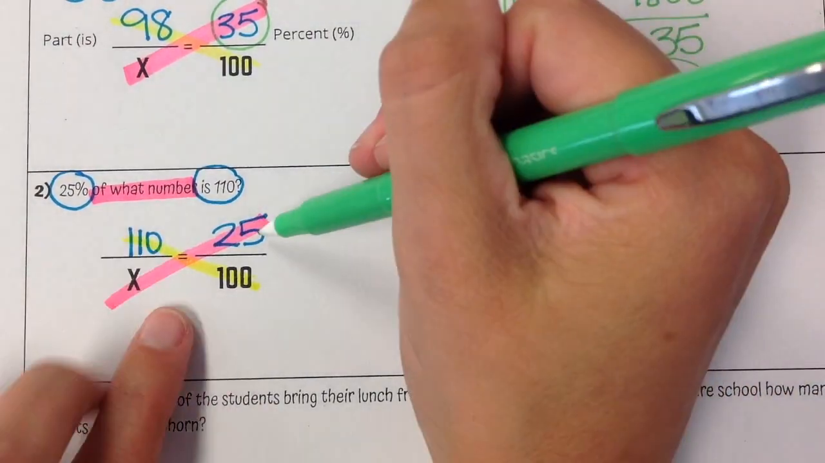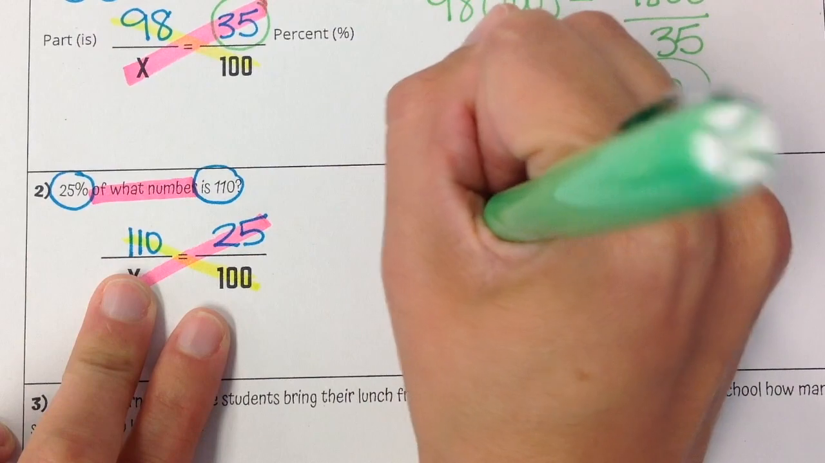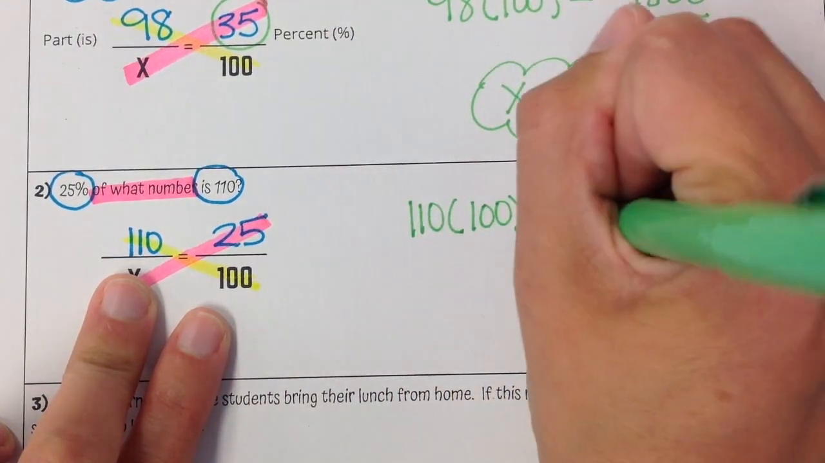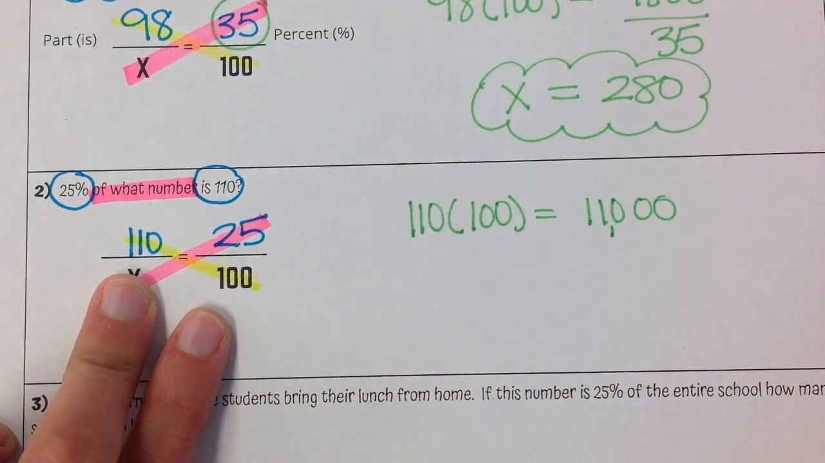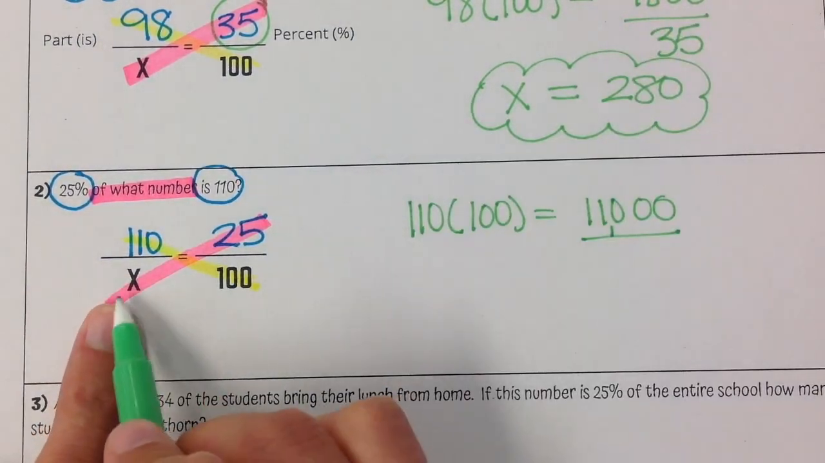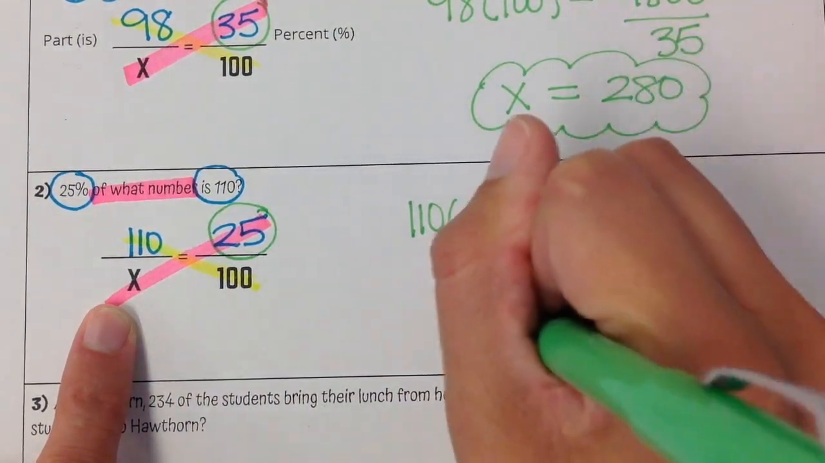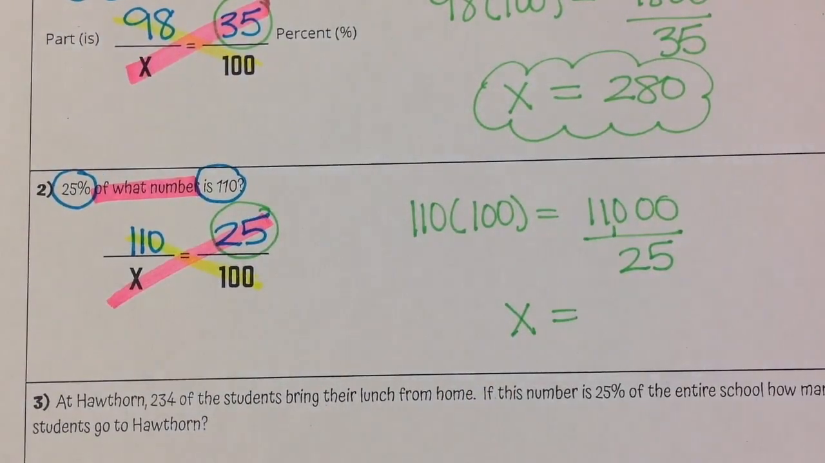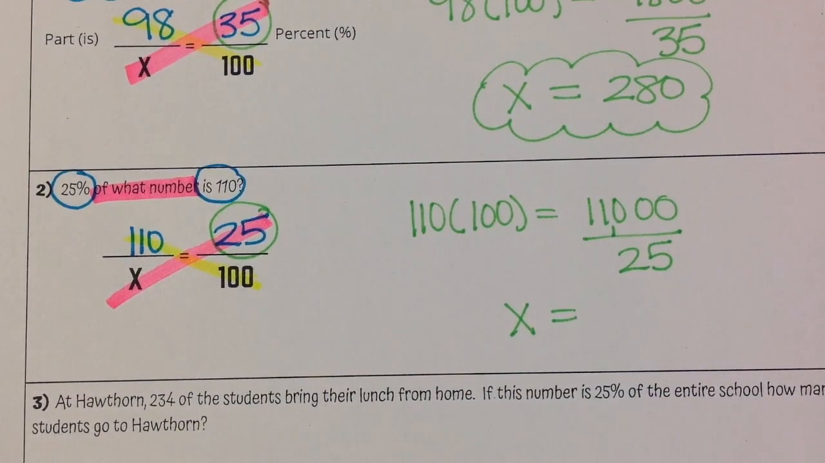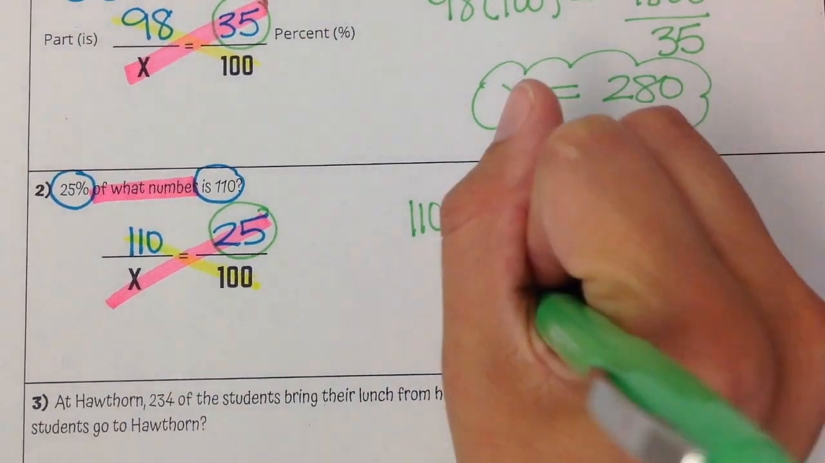The diagonal that has two numbers in it is this yellow diagonal, so I'm going to multiply 110 times 100, which equals 11,000. And I'm going to divide by the number that's in the same diagonal as the variable, which is 25. So 11,000 divided by 25 equals 440.